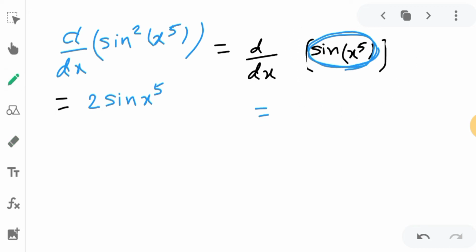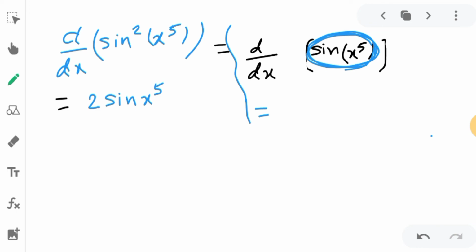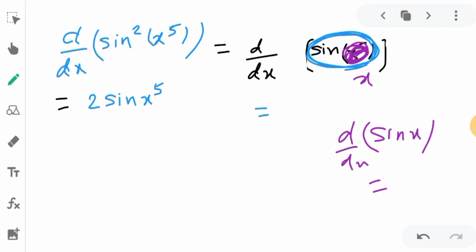Now we have to take care of this sin x to the power 5. What will be the derivative of sin x to the power 5? Again, in the same way, take this x to the power 5 as x, so it becomes sin x. And what is the derivative of sin x? The derivative of sin x is simply cos x, you know, correct?